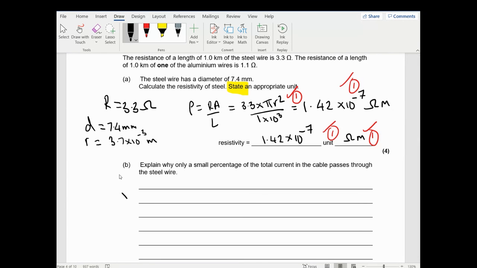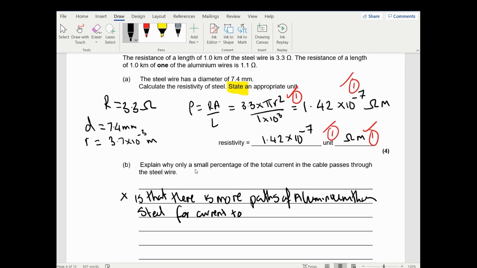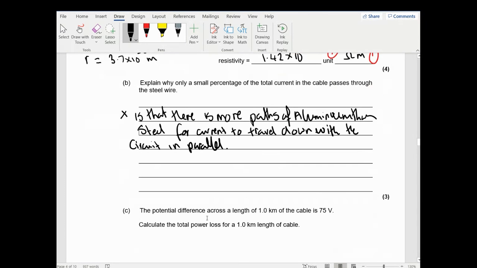And the first one is that there are more paths of aluminium than steel for current to travel down. There are more paths of aluminium to travel down with the circuit in parallel. So that's the first thing. You actually notice that there are 6 more paths for this to go down. So that's the first one.